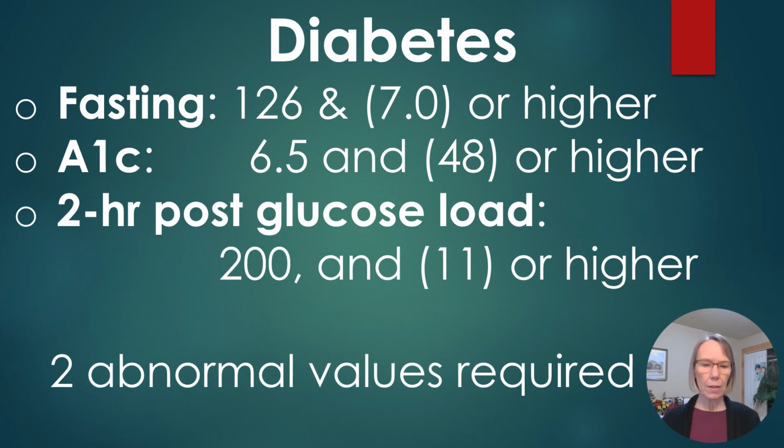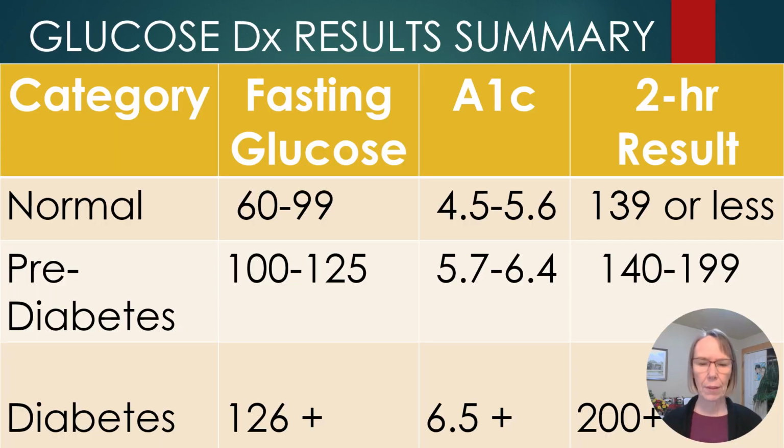So for diabetes, I thought I already did this. Fasting 126 or higher, an A1c of 6.5 or higher, or a 2-hour glucose challenge of 200. And this is the summary of all those categories, because I kind of went through those pretty fast. If you want to do a screenshot or whatever, I'm saving that one.